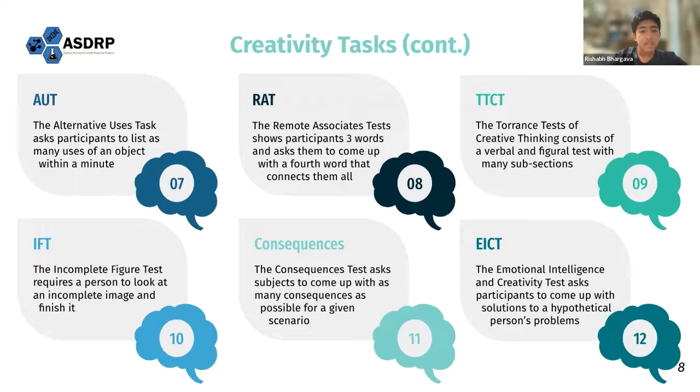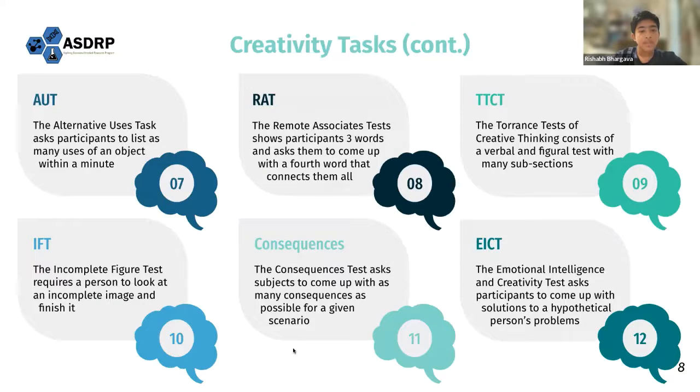Next, we have the TTCT, or the Torrance Test of Creative Thinking. This was made by Dr. E. Paul Torrance in 1966. In this, there are 2 forms, the verbal form and the figural form. The 2 parts of the figural form are 1, the Incomplete Figure Test, and 2, the AUT, which is the Alternate Uses Task, which I've already mentioned.